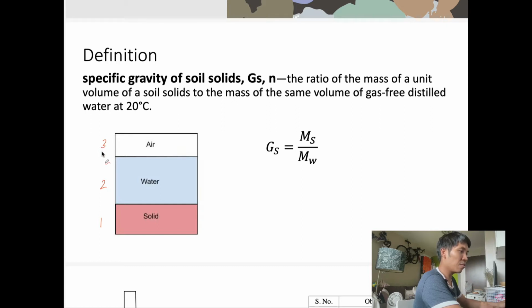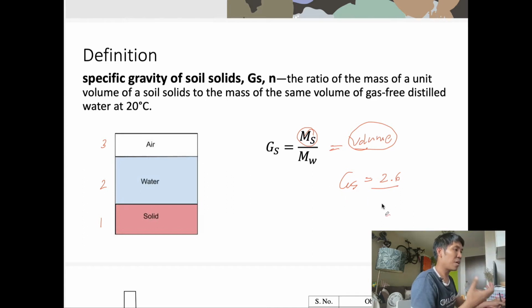The definition of specific gravity is the ratio between the mass of solid to the mass of the water at the same volume. What does this mean? If we have the GS, or specific gravity of the soil, equal to 2.6, that means the weight of the soil, compared to the weight of the water, is about 2.6 times. The benefit of the specific gravity of the soil is that we can know about the minerals inside the soil mass. For example, lateritic soil is composed of very heavy minerals, and its GS is about 2.7.